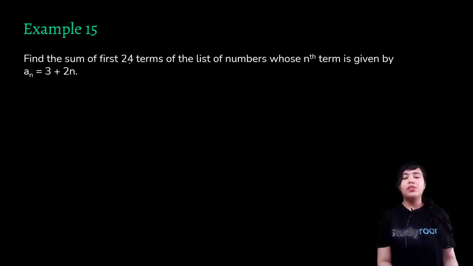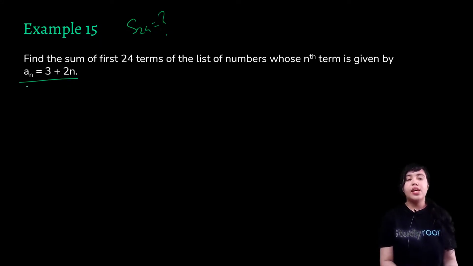Okay, so find the sum of the first 24 terms, which means S24 is what you want to find out. And the nth term is given to you already as 3 plus 2n. So in questions like these, if the nth term is already given to you, you find out a1, then you find out a2, you find out a3, and then you go on till a24, because we are restricting ourselves to 24 terms, n is equal to 24.